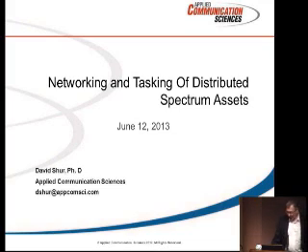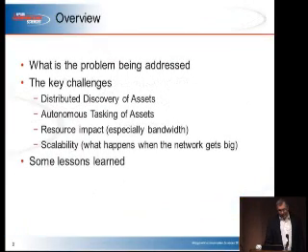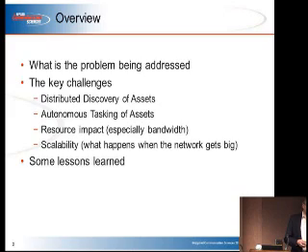Good. So I'm going to be talking about a topic which is the networking and tasking of distributed spectrum assets. So when one has low-cost devices, right, and a lot of them out in the field, you have to network them together and make them work cooperatively together in order to achieve the results that you'd like to get.